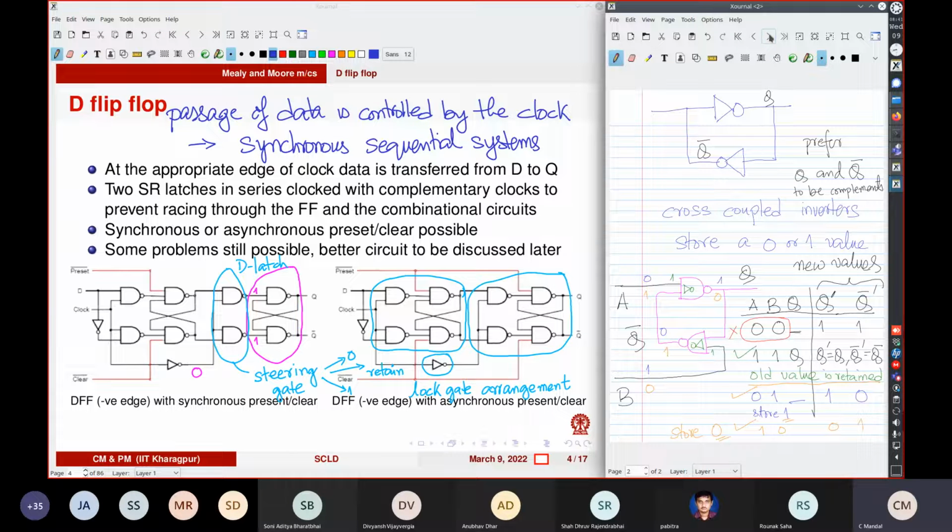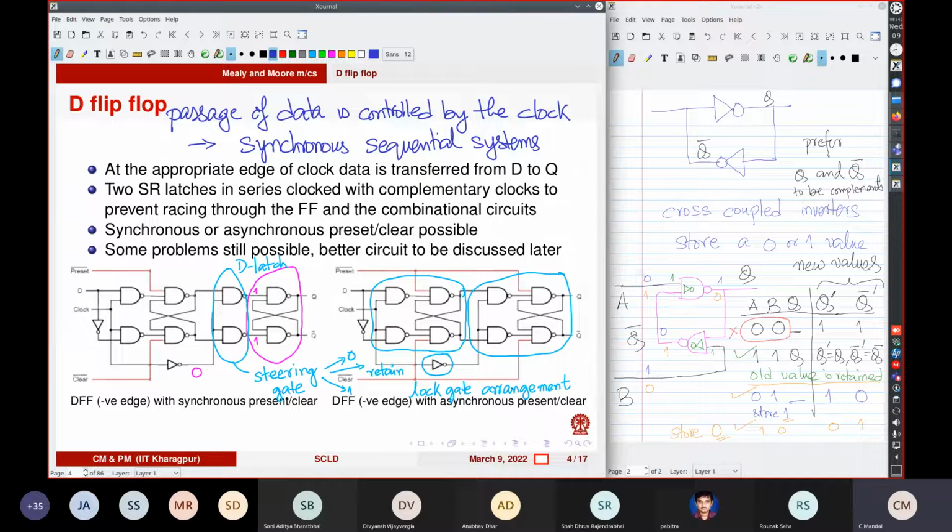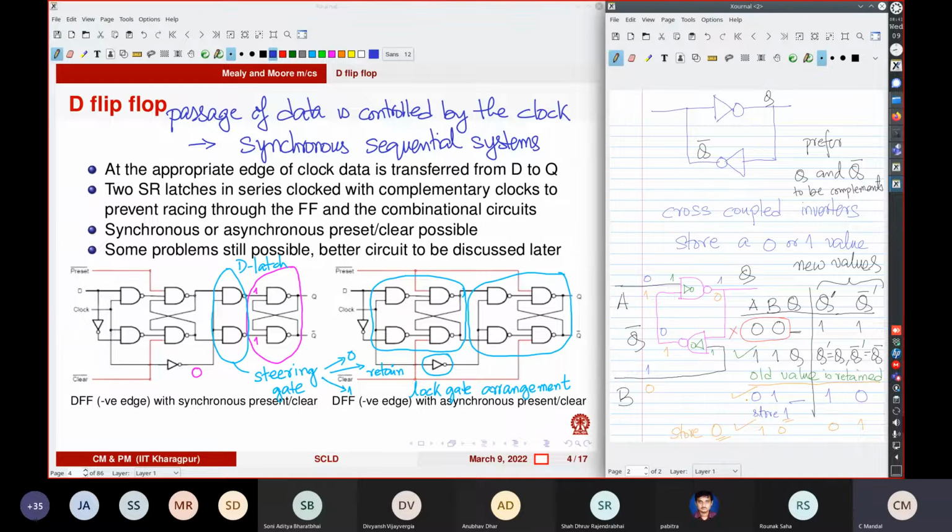Sir, here how are we deciding whether the circuit is storing 1 or storing 0? Oh, can't you see here? You just see what happens. You put a 0 for A and a 1 for B. When you put a 0 for A, this output becomes 1, right? Because you have put a 0. When any input of a NAND gate is 0, the output goes high, right? Now B is set to 1. So you have a 1 here and a 1 here. So the output is 0.